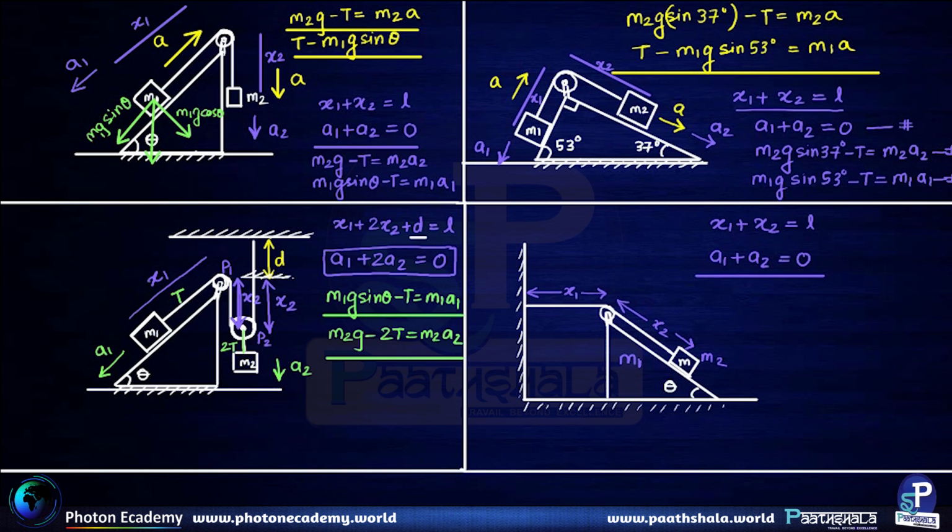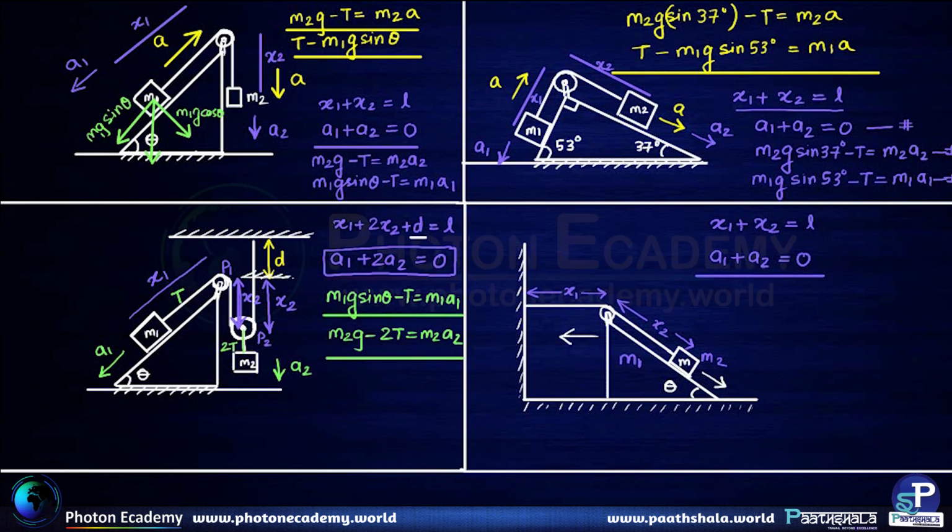In any particular question, the mass of the wedge will usually be given. So this wedge is moving towards the left hand side as the mass m2 is moving downwards. This is what is intuitively happening over here. So a1 plus a2 is 0.